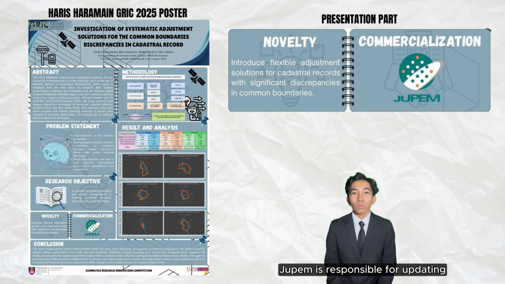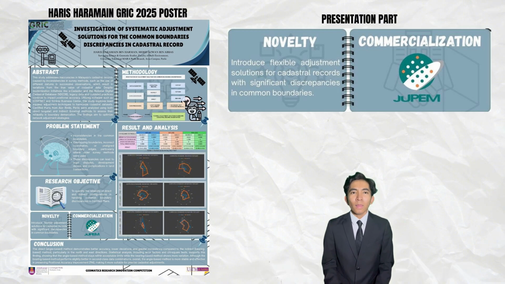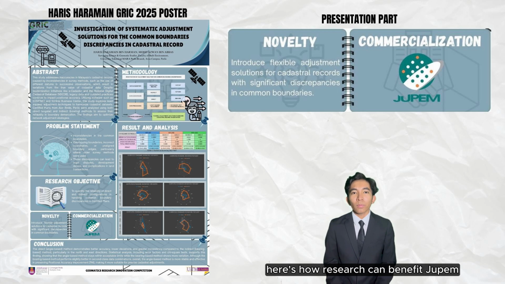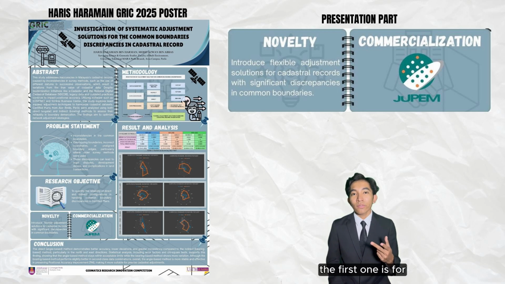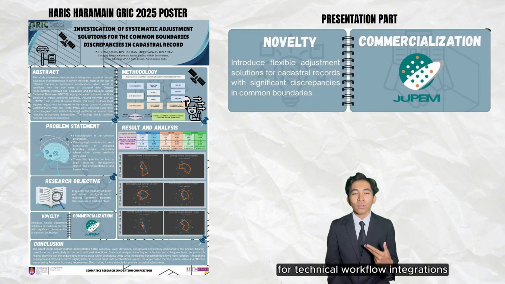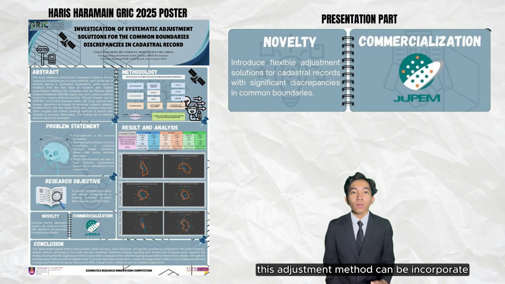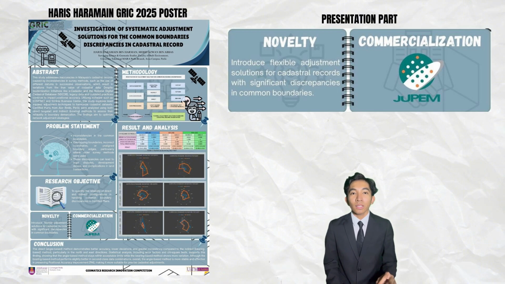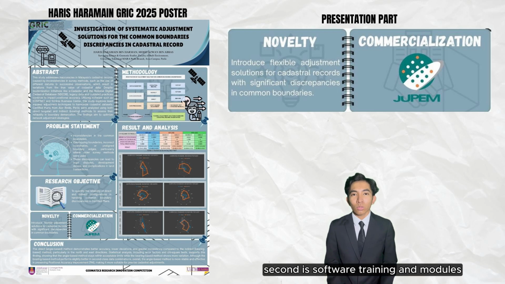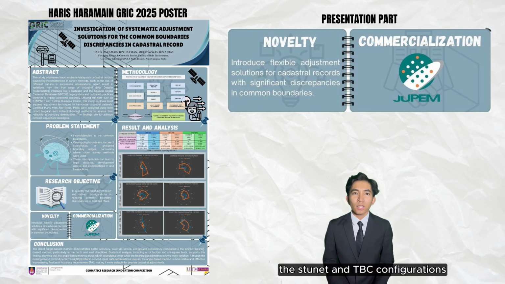Now, let's talk about real-world applications and commercialization, particularly for JUPEM. JUPEM is responsible for updating, maintaining, and verifying cadastral records across Malaysia. Here's how this research can benefit JUPEM. The first one is technical workflow integration. This adjustment method can be incorporated into JUPEM's field survey workflow, especially when dealing with boundary disputes.